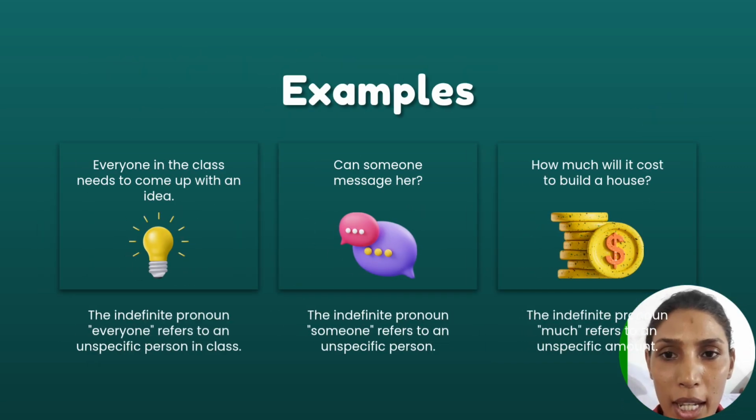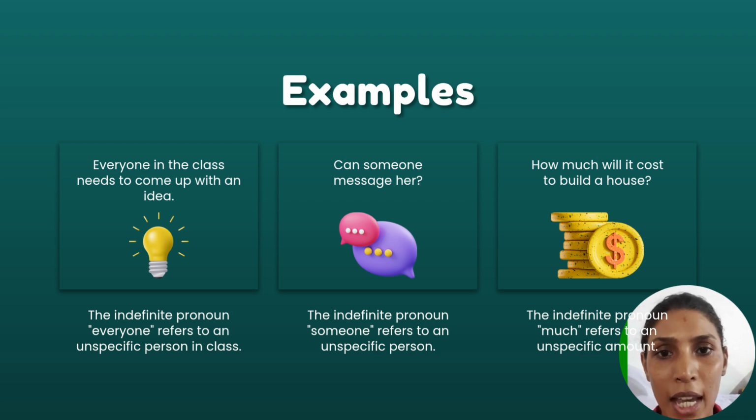So here I am highlighting: everyone in the class needs to come up with an idea. The indefinite pronoun everyone refers to an unspecific person in the class. It means everyone in the class needs to come up with an idea. Everyone means that there is nothing specific. We are not talking about some specific or particular person, but we are generally discussing that everyone has his or her own idea.